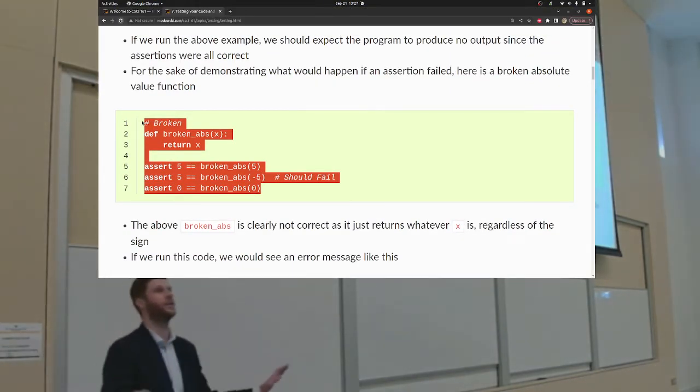Any questions so far about these assertions? Okay.